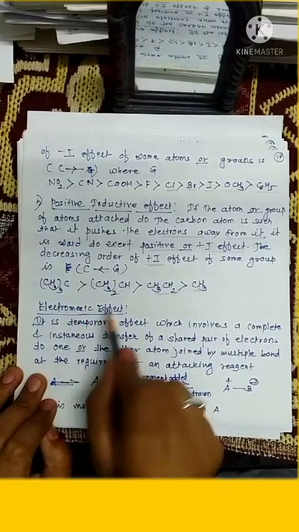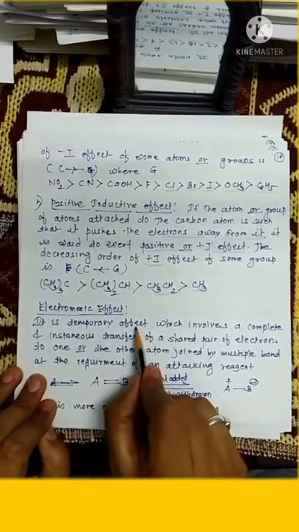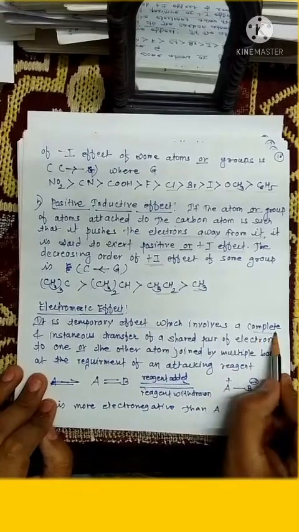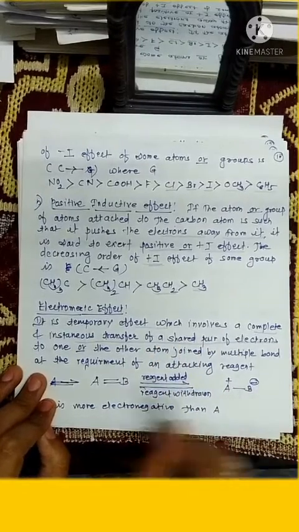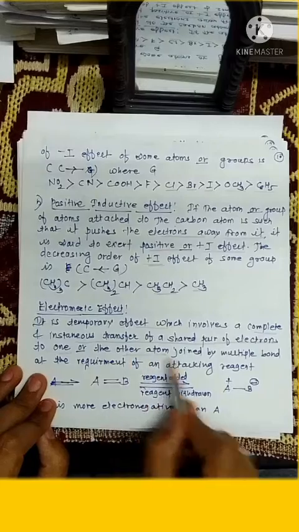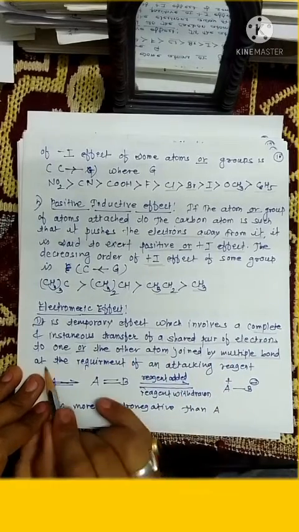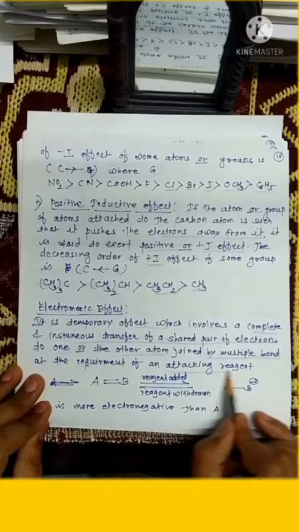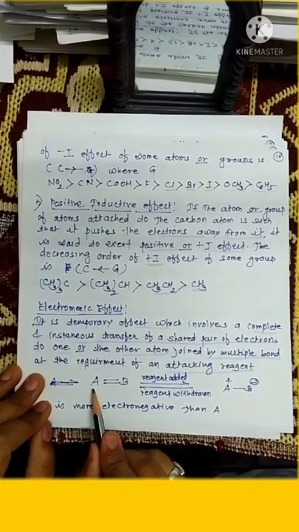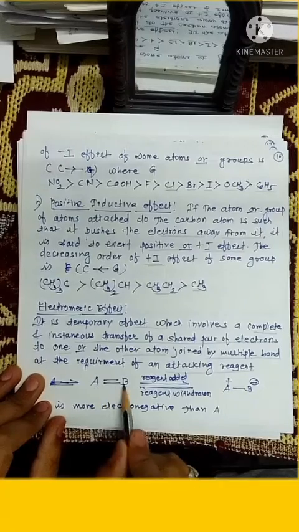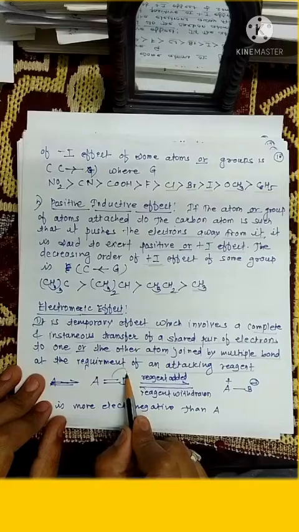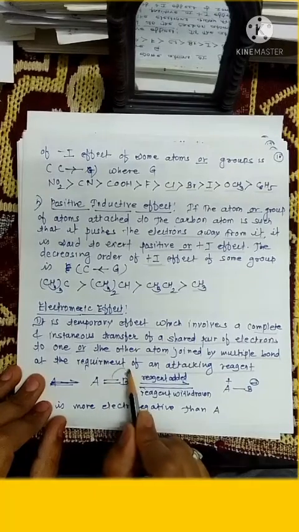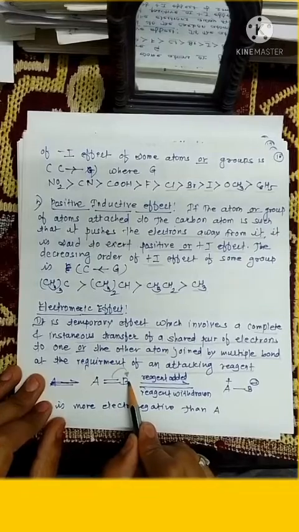Now we are going to see electromeric effect. It is a temporary effect which involves a complete and instantaneous transfer of the shared pair of electrons to one or the other atom joined by multiple bonds at the requirement of an attacking reagent. So just see, let any molecule AB, in which A is double bonded with B. When we add some reagent, complete transfer of this bond takes place onto atom B.